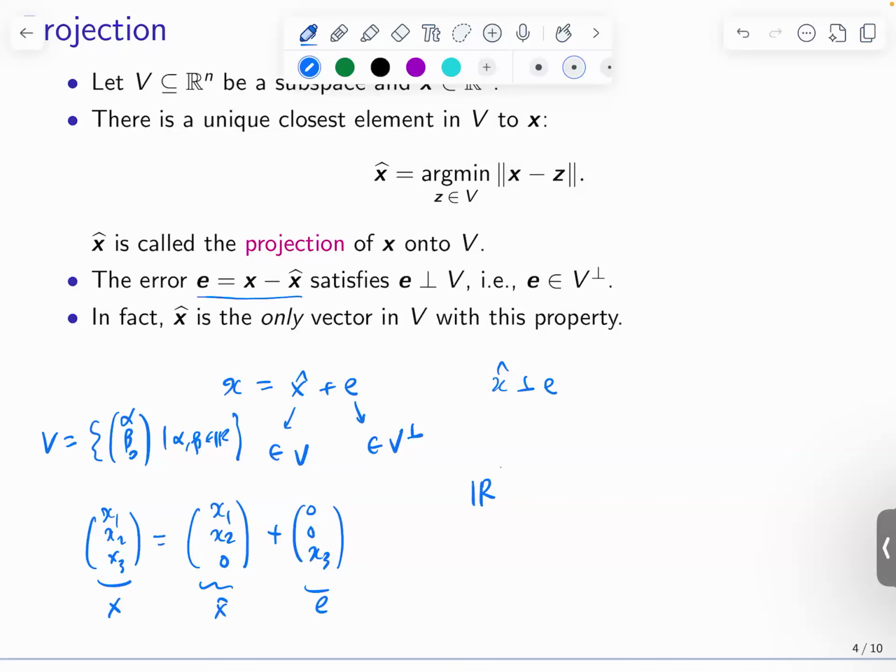So this fact is written like this: Rn is decomposed into V plus V perp, and they use this notation, a plus with a circle. What it means is exactly what I mentioned. Every vector in X can be written as the sum of two elements, one in V and one in V perp. It's a decomposition of the space in this fashion, and the two components are going to be orthogonal.